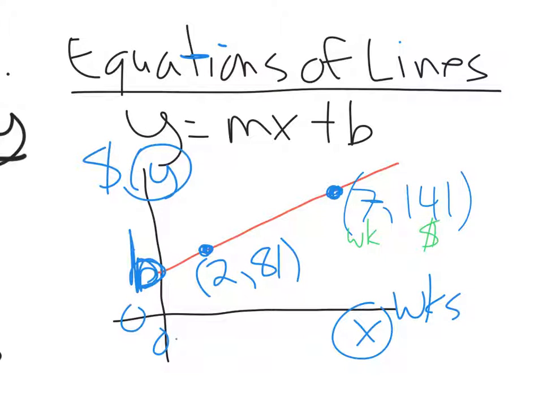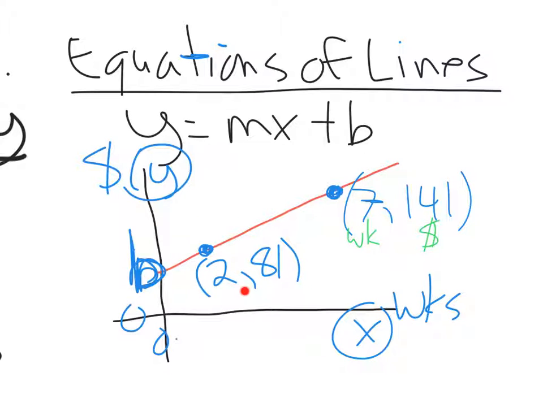I'm doing a quick little screencast on how to get the equation of a line from 2 points or two ordered pairs. So what you see in front of you is a graph right here. It's a piggy bank graph, right? The y-axis is how much money you have, the x-axis is how many weeks you have. So you've been given 2 points.